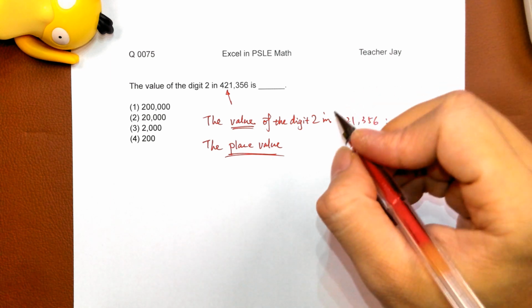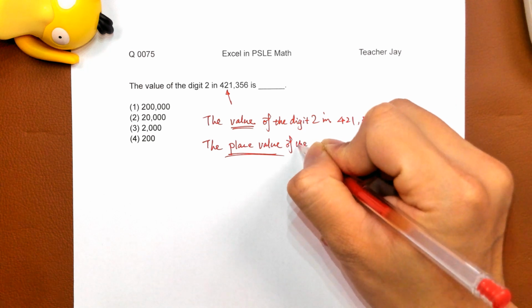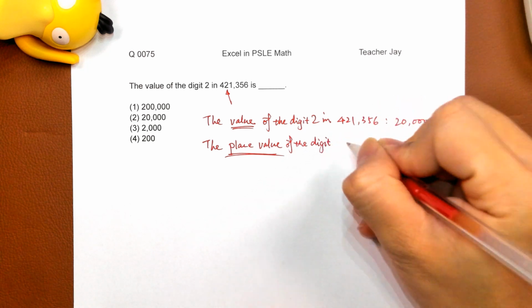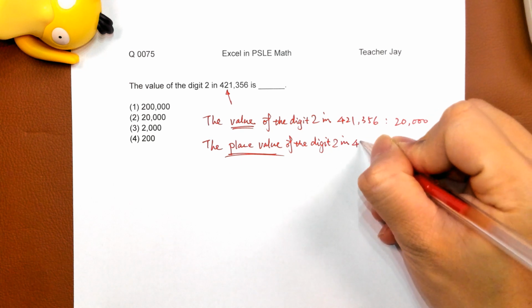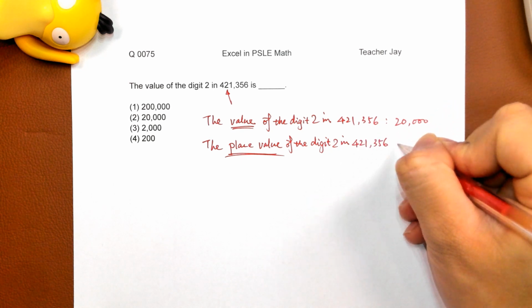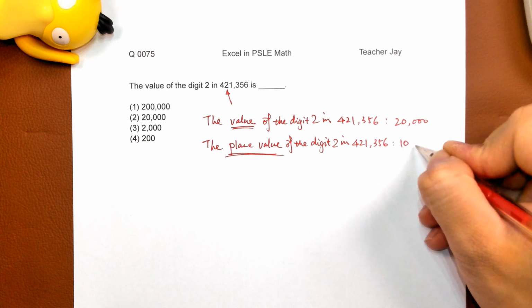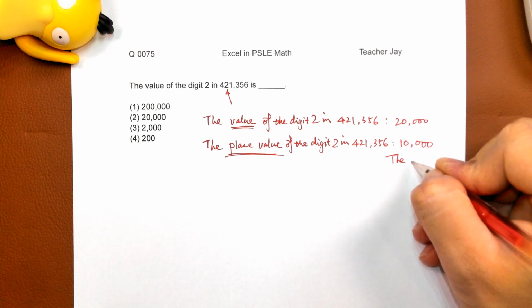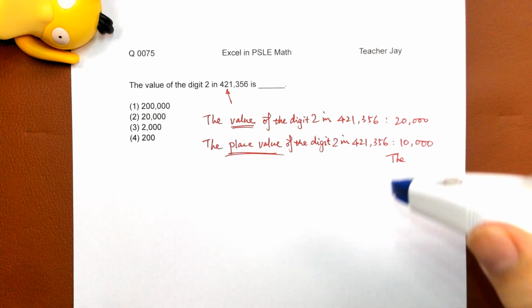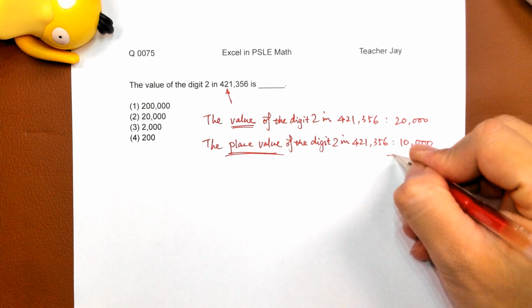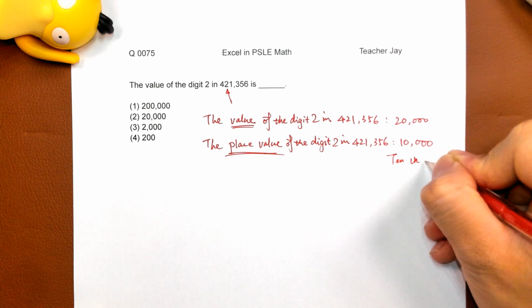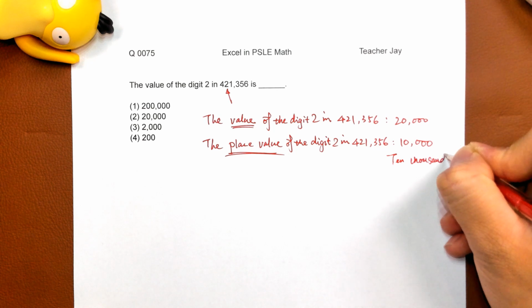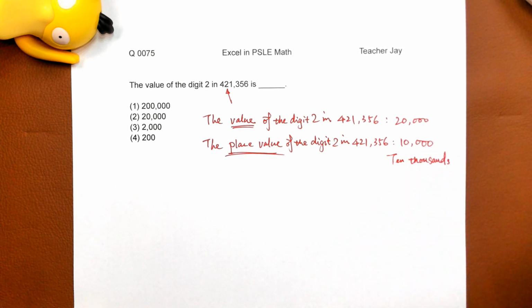But for the place value of the digit 2 in the same number, its place value is 10,000. 10,000 is a place value，或者说我们叫它是第几个数位啊 10,000.